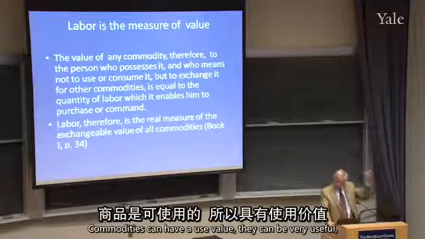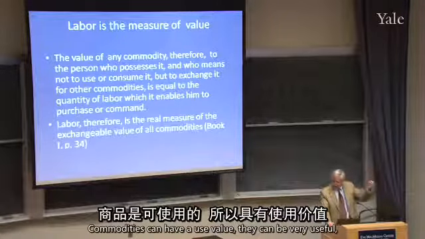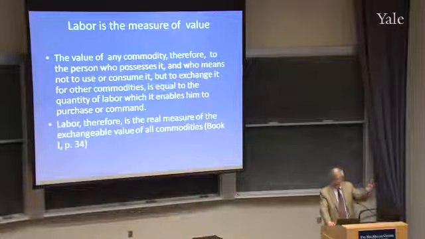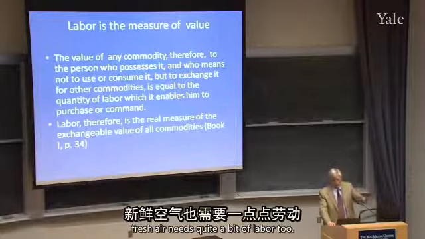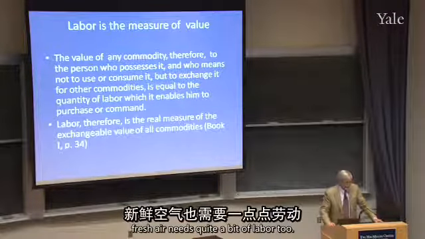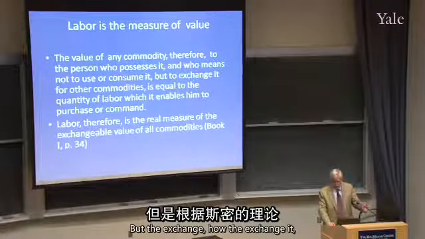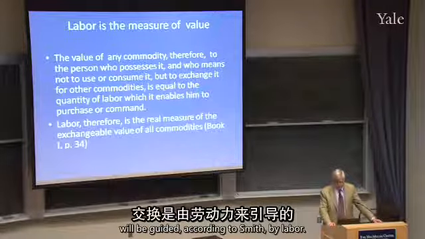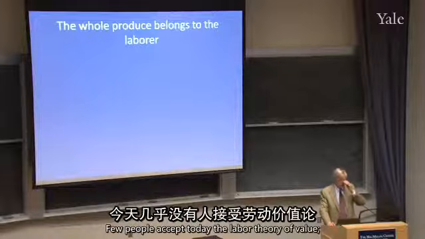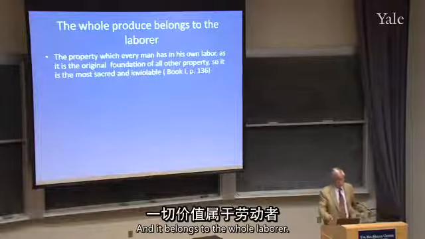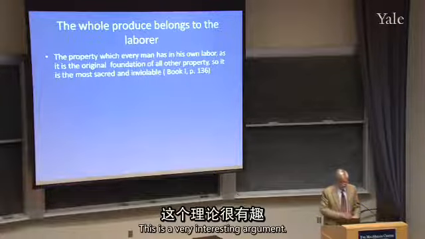Commodities can have a use value. They can be very useful, and they can have very little labor in it, like fresh air. Though by now we know fresh air needs quite a bit of labor too. But the exchange, how we exchange it, will be guided, according to Smith, by labor. Few people accept today the labor theory of value, Smith or Marx, no matter what. And it belongs to the whole laborer. This is a very interesting argument, right?